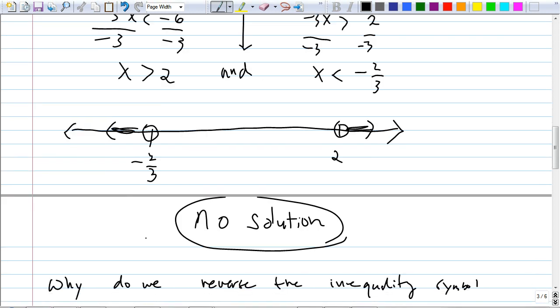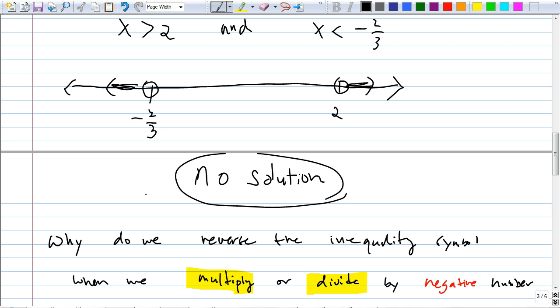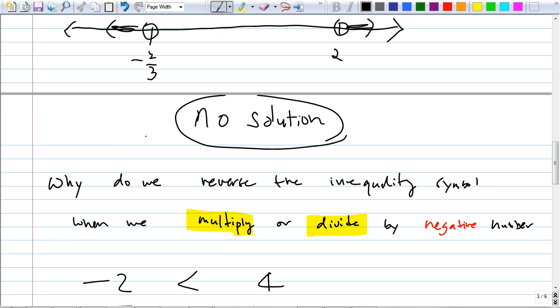Now, have you ever wondered why we have to reverse the inequality symbol when you divide by negative or multiply by negative? Have you ever wondered why we do this? I want you to understand why we do this. So think about this for a second. We have to do this because otherwise it doesn't come out to be true. Is negative 2 less than 4? Is this true? Okay, this is true, correct?